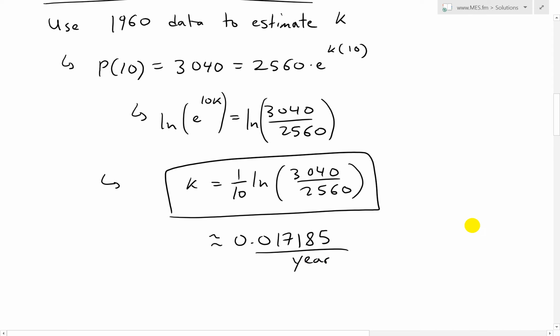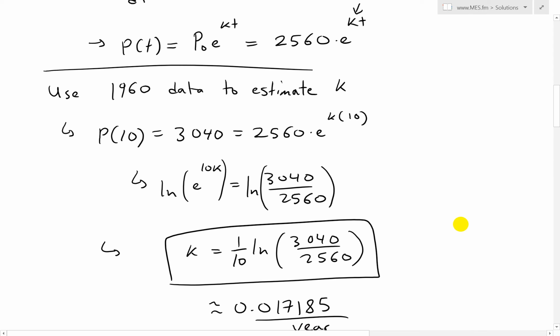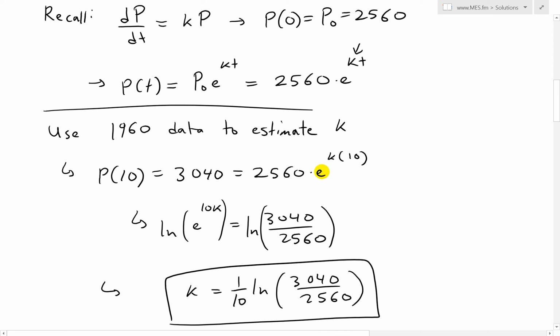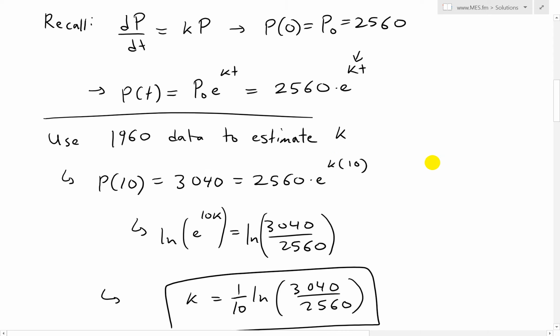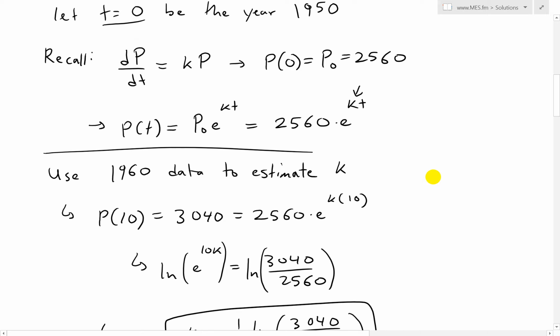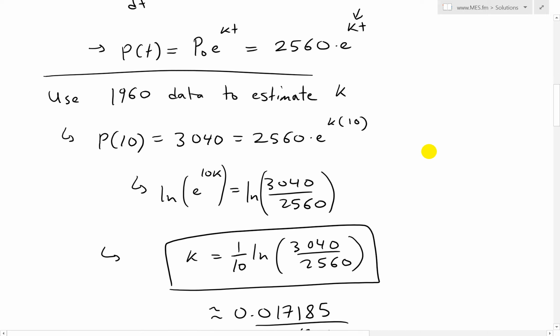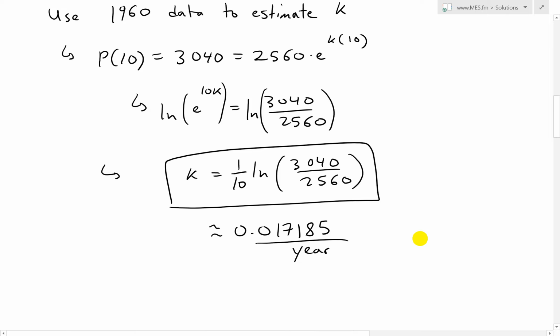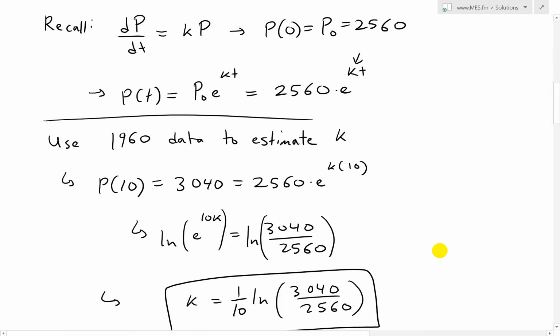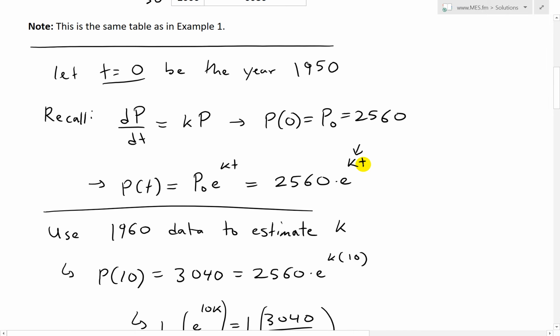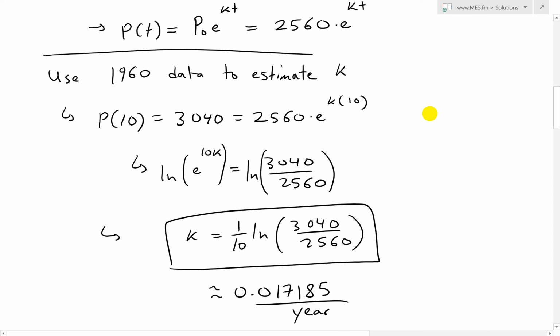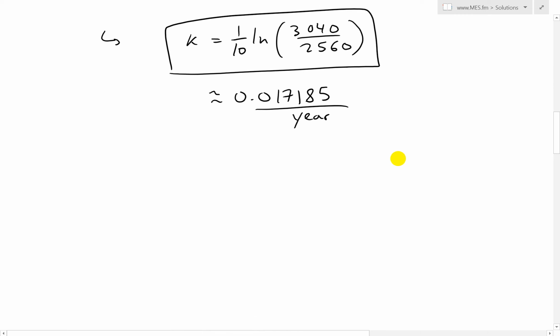Recall from earlier videos that k is per year, and when you have e to the power of something, it has to be unitless, so k needs to be the opposite of the year. So k times 10 years, then divide by the year, so the years cancel. So you have this kt. t is in years, k is in 1 over years, so they cancel. Just an easy way of remembering.